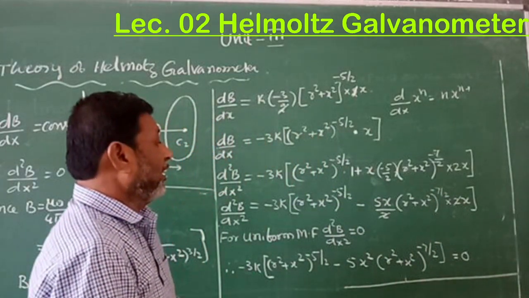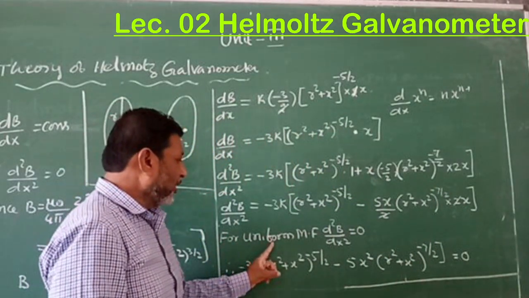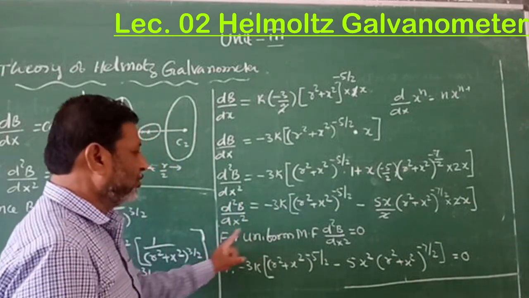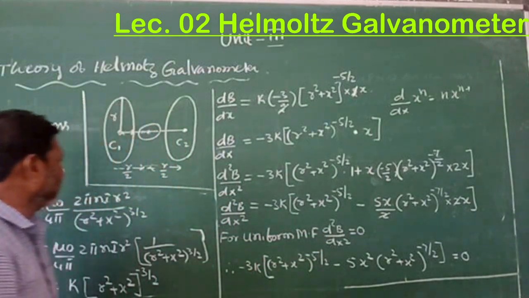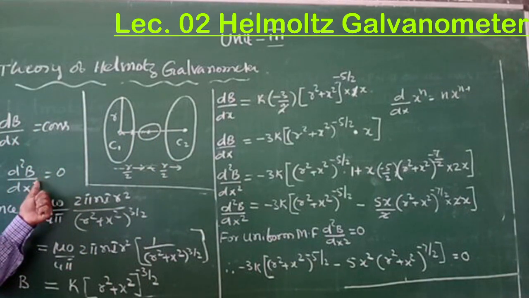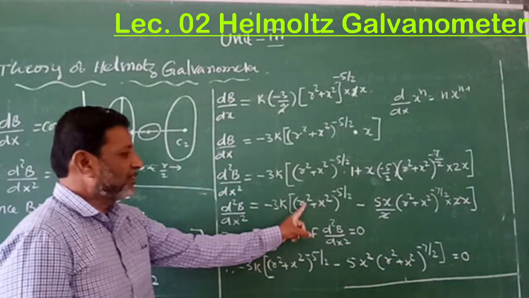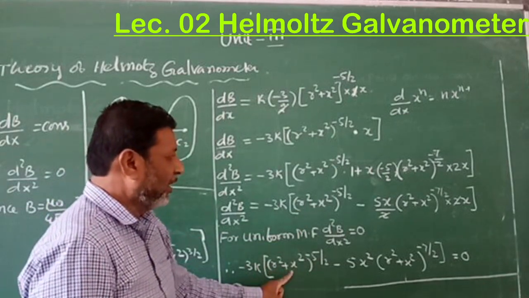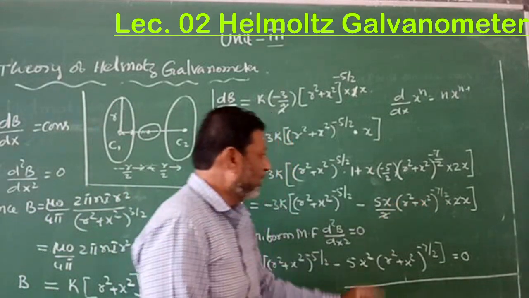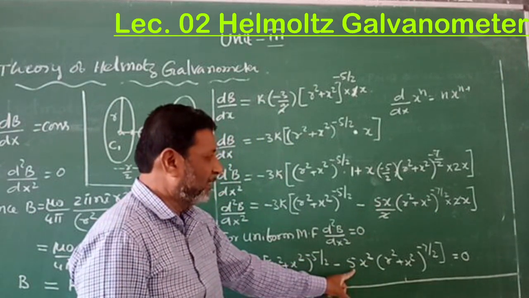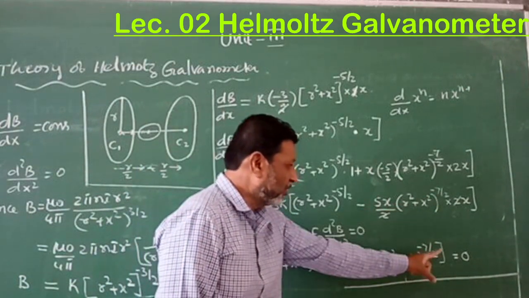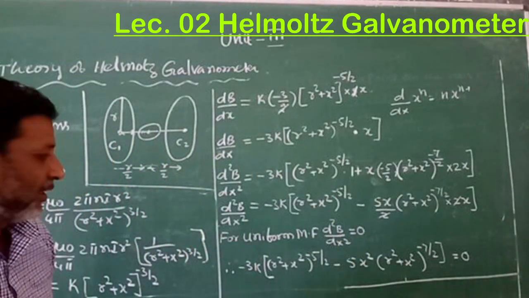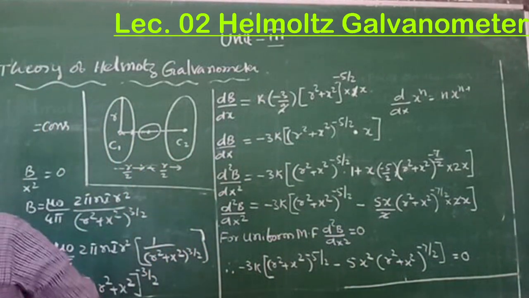Then, for a uniform magnetic field, d square B divided by dx square must be equal to 0. This is what we have shown here. Now, when you equate this factor to 0, this is what you get, this is cancelled, and you get minus 5x square, and this is equal to 0. Now, when you simplify this, you see what you get.